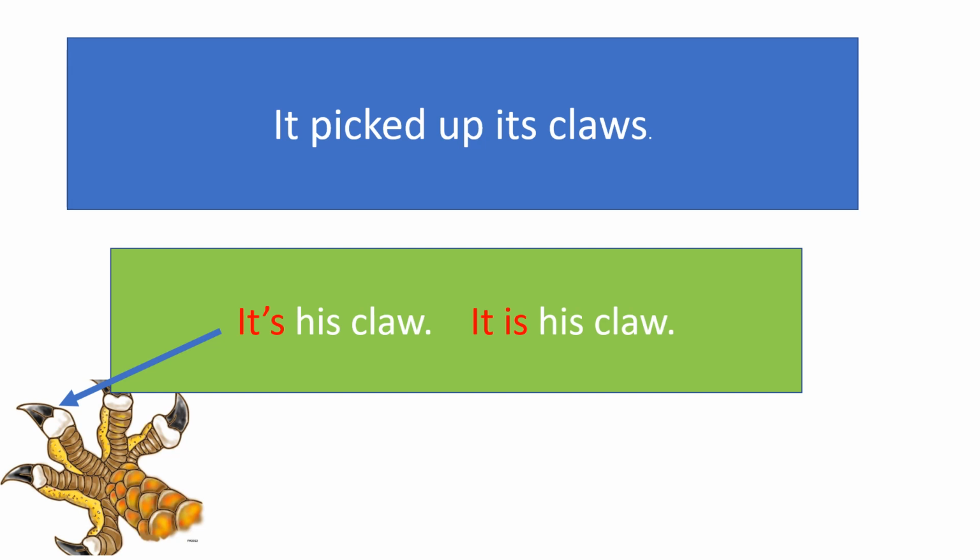So remember, if you put an apostrophe, you've used a contraction. This is a word that we use in English where it's two words contracted, two words made smaller, and we use an apostrophe to show that there's a missing letter. So when we say it picked up its claws, we're not looking for it is. We are looking for the pronoun its. So there is no apostrophe.